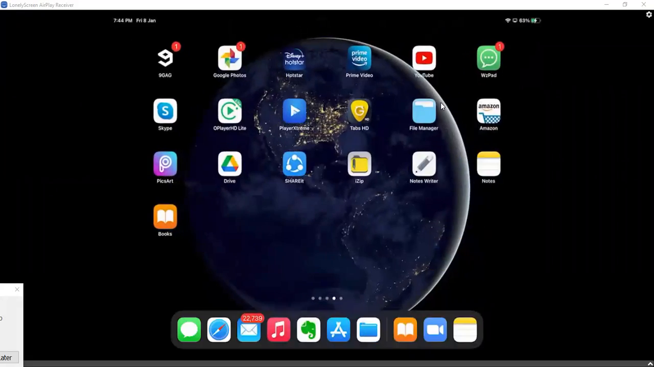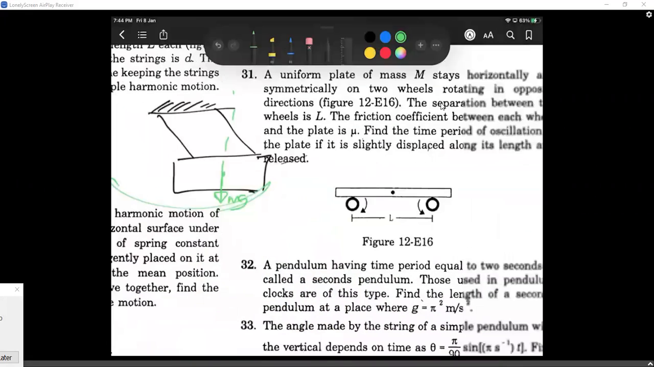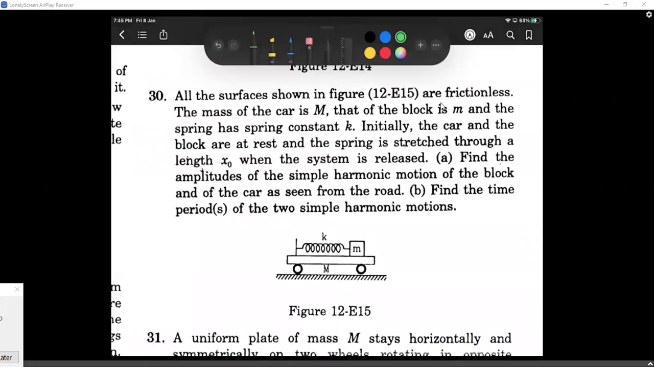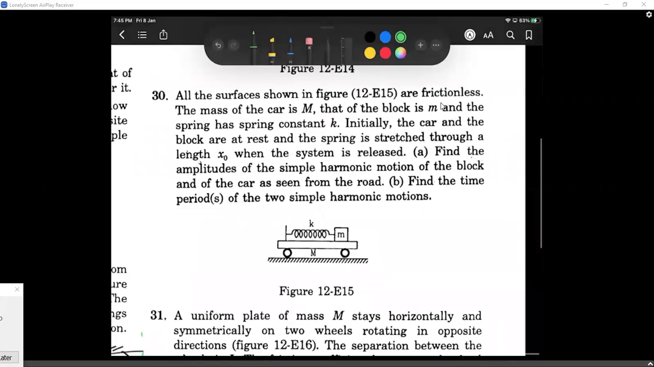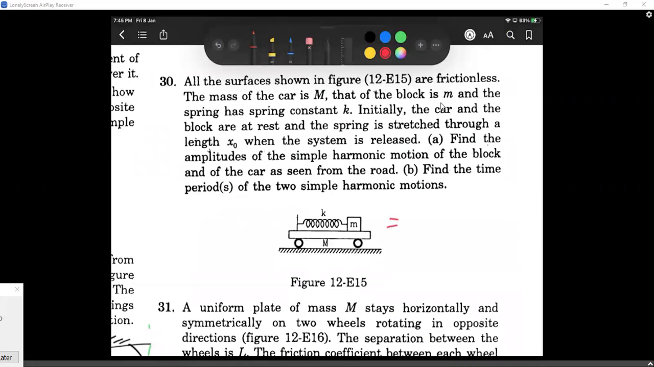So that question is clear. 31 I've already discussed yesterday. Guys, question number 30, you simply take this question as this.